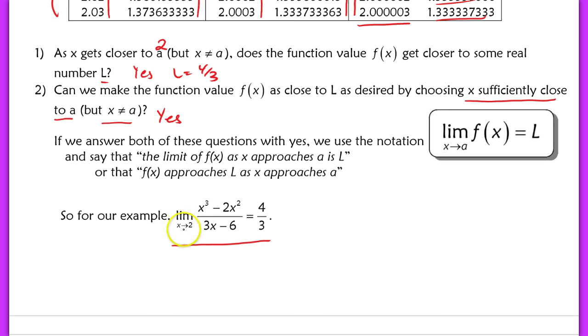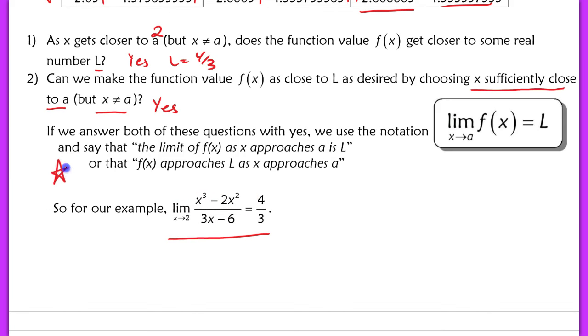So our a value was 2. So the limit of f of x, so the limit of x cubed minus 2x squared over 3x minus 6 as x approaches 2 is 4/3. Okay, so that is our working definition that we're going to use throughout this lesson. In the next lesson, we will learn a more precise formal definition for the limit of a function, but for today, we're just going to work through some examples using this definition.